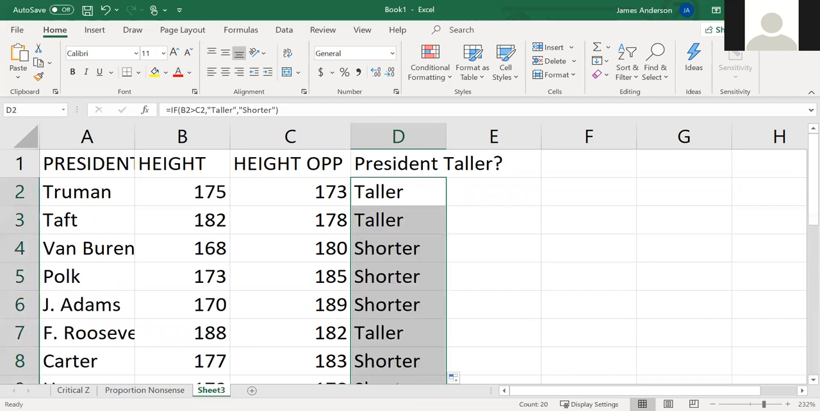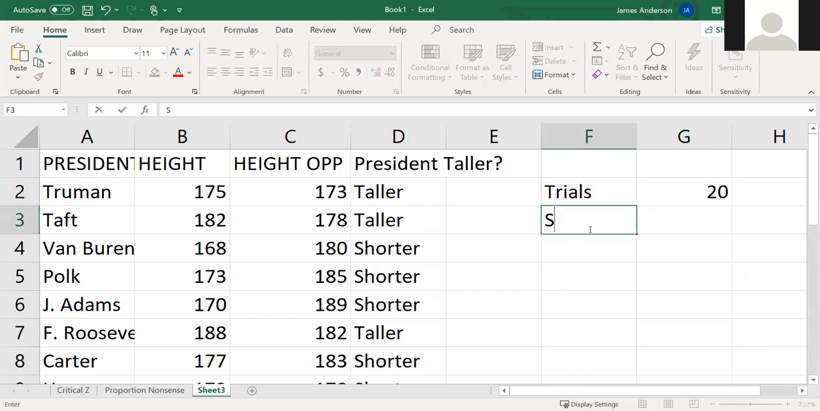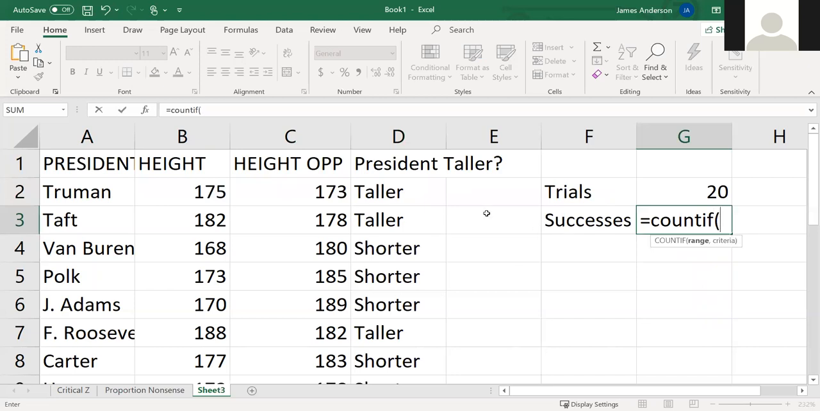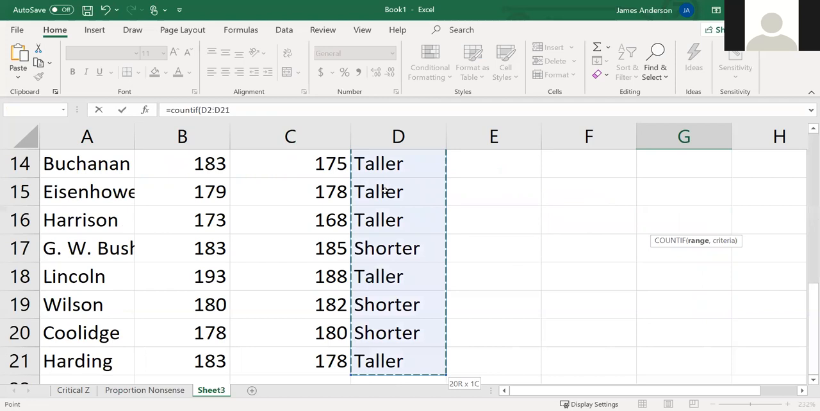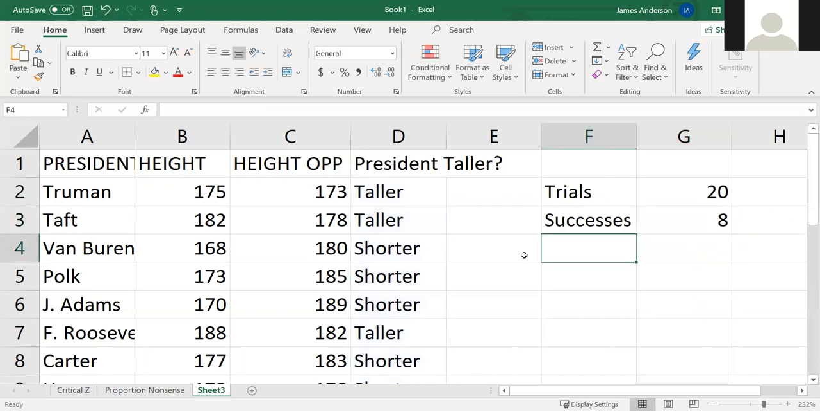And then I copy it all the way down. And then there's this wonderful thing. So trials would be 20. Successes would be, there's a thing called COUNTIF. I can choose a range, which is all the things I'm looking at. And then I want the criteria, which would be taller. And it tells me how many were taller. So instead of having to go through and plug all that stuff in, I use the computer to do it for me.